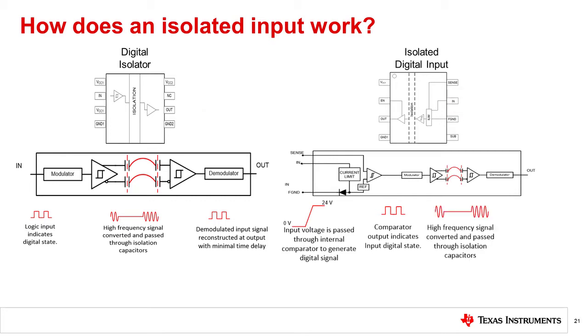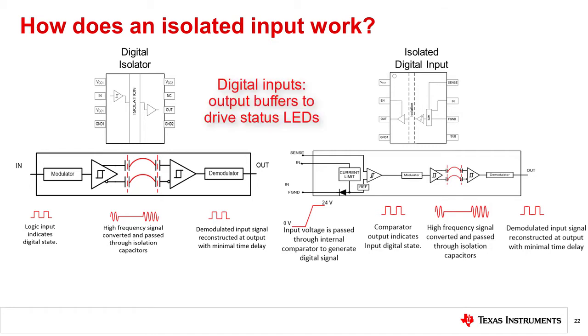Once the input signal meets the user programmed threshold value, the remainder of the isolated input device acts very similarly to the digital isolator. The input is modulated to pass through the isolation barrier, demodulated to a low voltage digital output, and output buffers on the control side are typically capable of providing enough current to drive status LEDs, which is a common need for digital inputs in PLC designs.